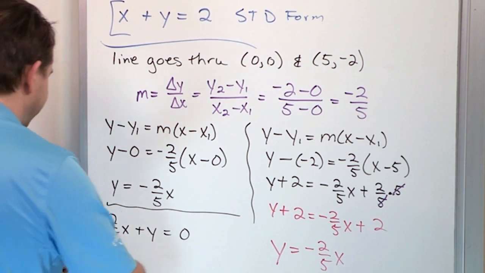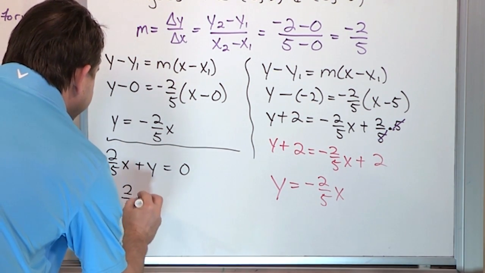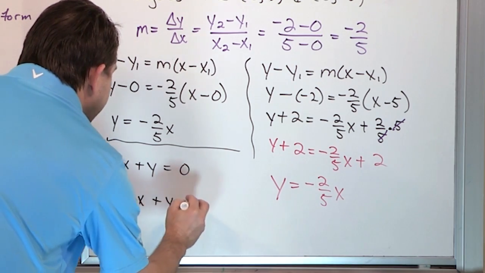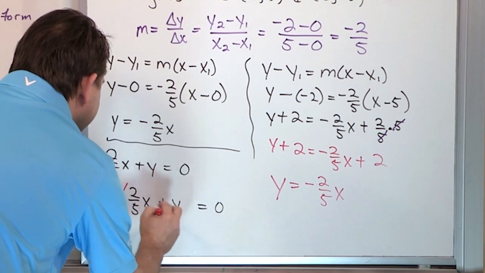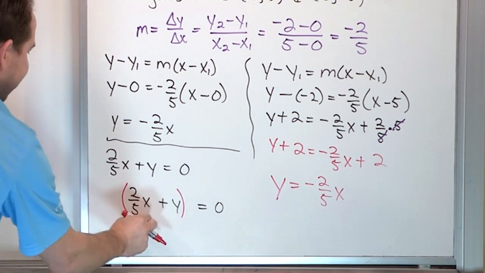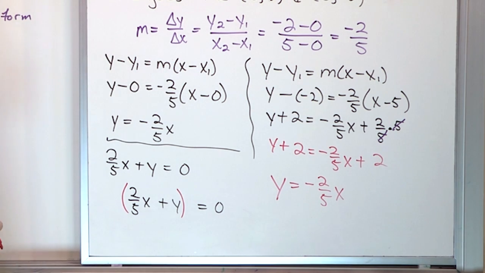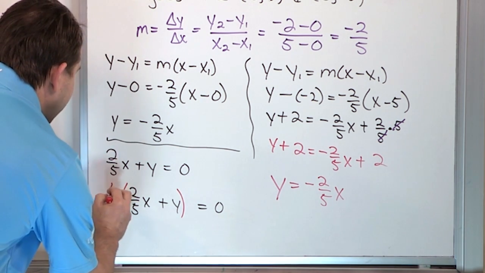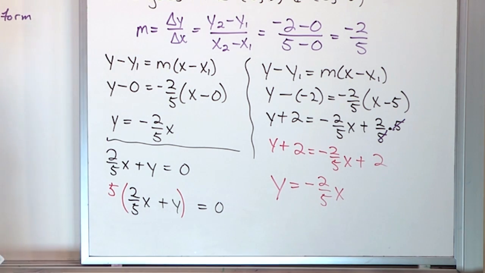So how do I get rid of the 2/5 if I want to get rid of it? Well, let me rewrite this. 2/5 x plus y equals 0. What could I multiply the x term by so that I will just have a whole number in the answer? If I multiply this by 5, the 5's would cancel and I would be left with 2. That would give me a whole number. I like that instead of the fraction.